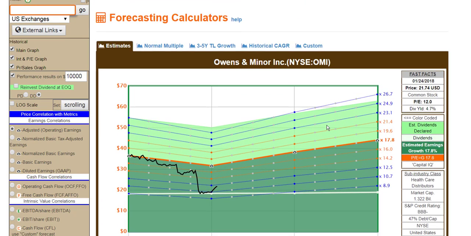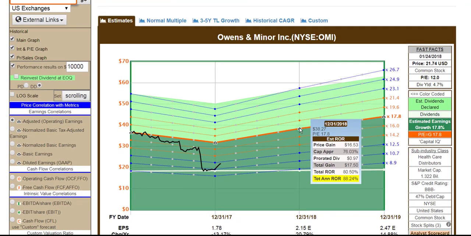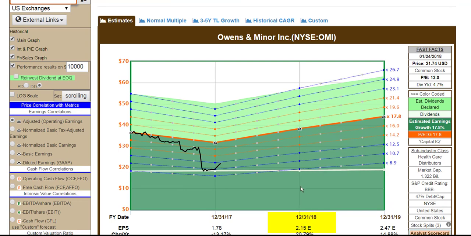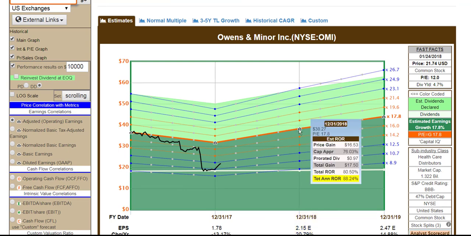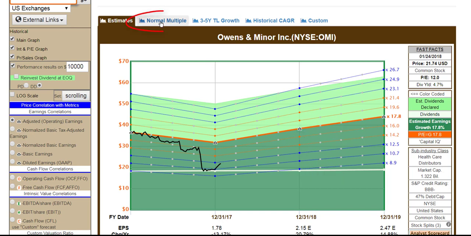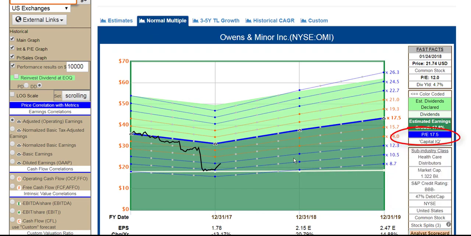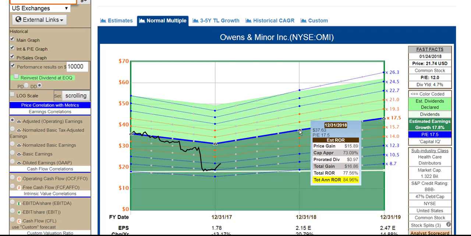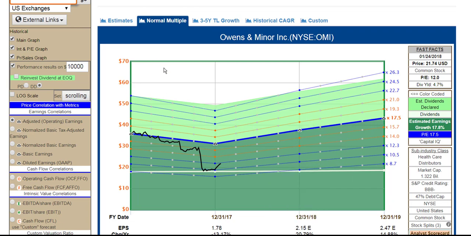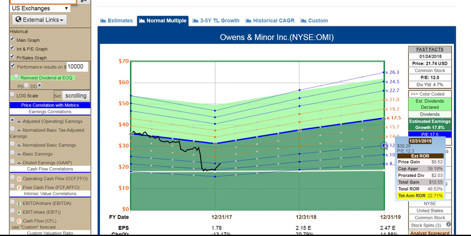So let's run some of those calculations. At a 15 PE, if it earned $2.15 this year, we'd see the stock being a $38 stock, and it's currently $21. If I go to the normal multiple, which has been 17, then all of a sudden we see a stock that's worth $37 a share. But even using any of these multiples, I can see the PE currently is 12. So what if we stayed at a 12 PE?